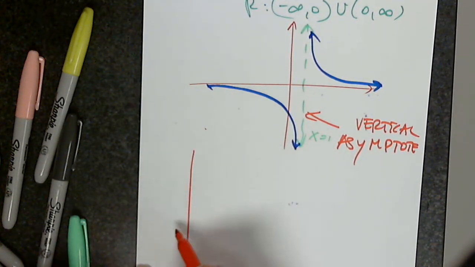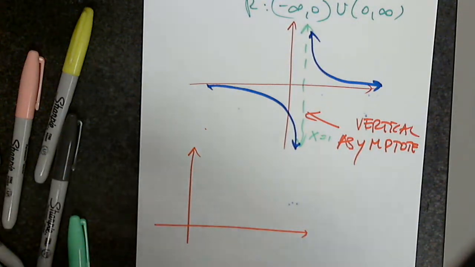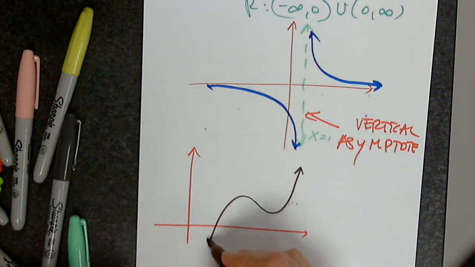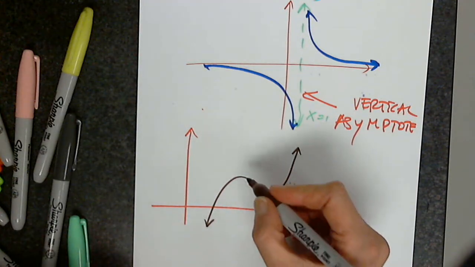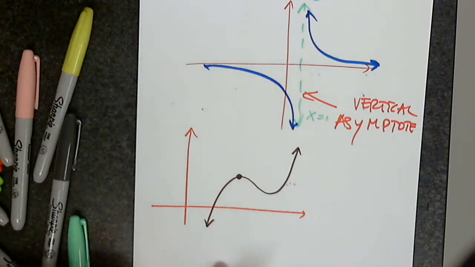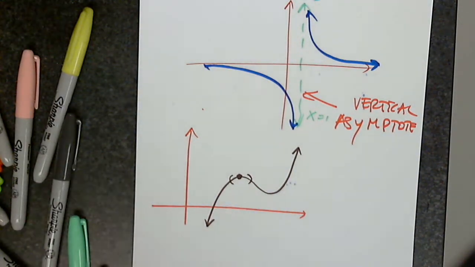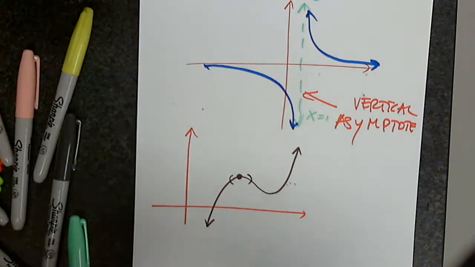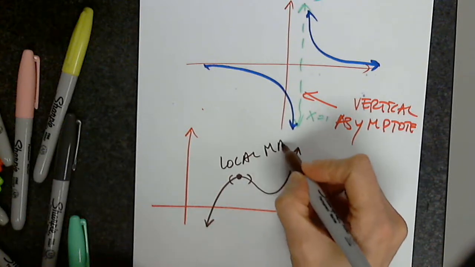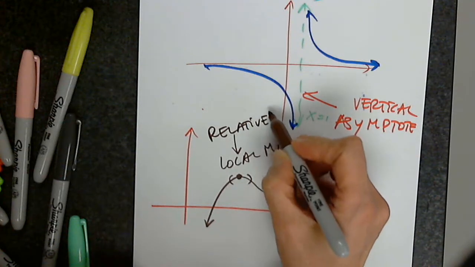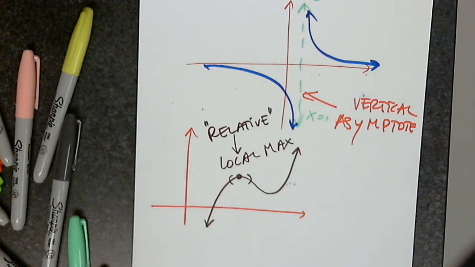Now, let's assume I have the following graph. Here's my graph. This particular point, which is the highest point in this interval, I can show you a small interval around that point where all function values are smaller than the function value at that point. Would you agree? This is called a local maximum. The word local, in some books, you'll find it as relative. Relative max or local max.